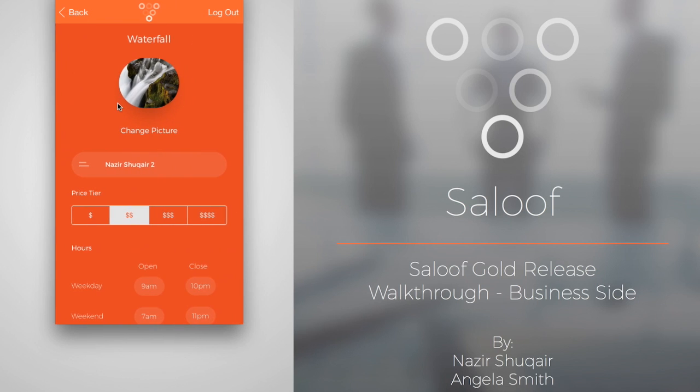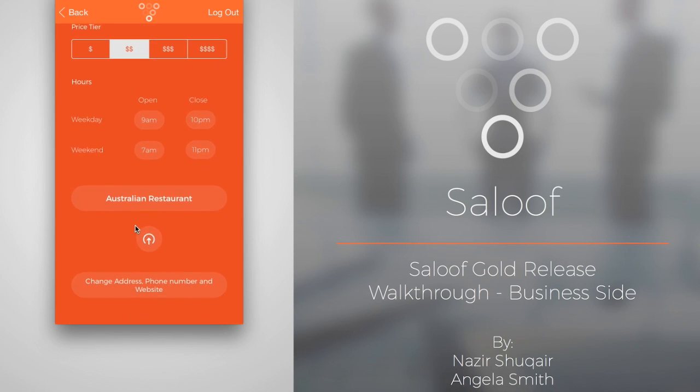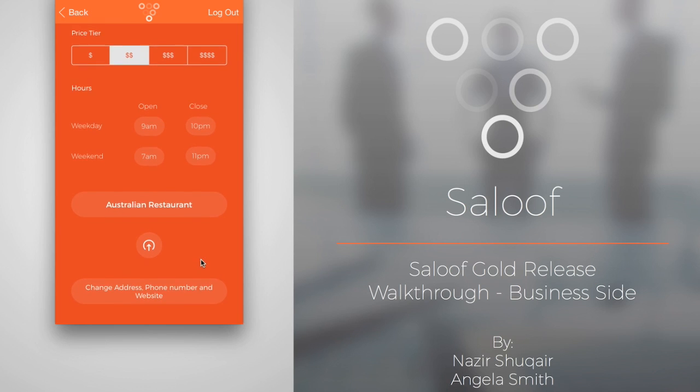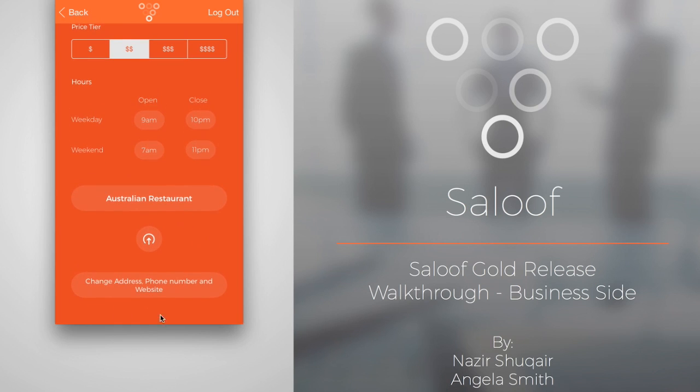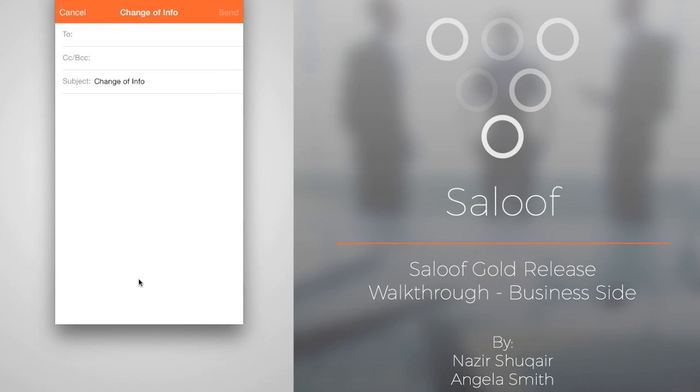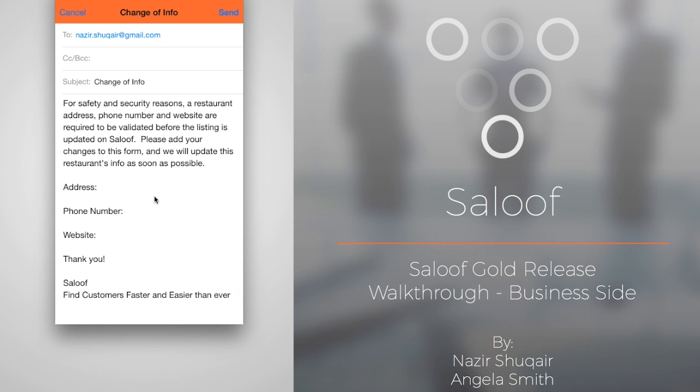Now another thing in the profile page, I can go all the way down, and if I want to change the address, phone number, or website, then I won't be able to do it directly in here because this is restricted and needs to be validated. So what we did is we added a button where you can click, it opens up an email with a form pre-filled. So all you need to do is enter your address, phone number, or whatever you need to change. This will be sent to one of the team members that will validate the information, make sure it's correct.